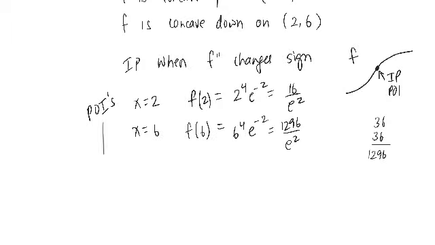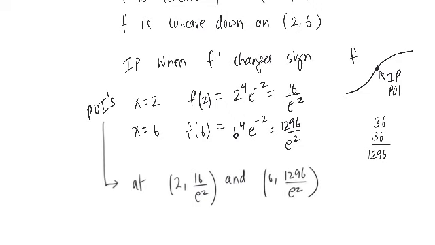So we have points of inflection at 2, 16 over e squared and 6, 1,296 over e to the 6th. And remember, these are points on the f graph, right? The points of inflection. So there you have it, how to find increasing, decreasing intervals using the sign chart for f prime. That's basically the first derivative test. And how to find points of inflection and concavity using the sign chart for f double prime, which is really the concavity test. So hopefully that was helpful. See you in class.